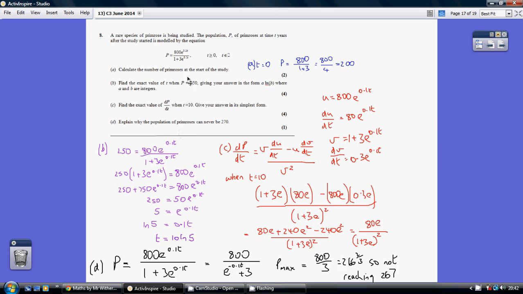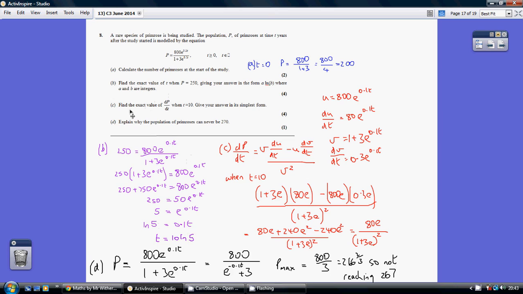Now for part B, we've been told to set P at 250. So substituting in, 250 equals our right hand side. So choose to multiply through by our denominator, then multiply out the bracket gives us this. I've taken 750 e to the power of 0.1t away from both sides, giving us 250 equals 50 lots of e to the power of 0.1t. Divide through by 50 gives us 5 equals e to the 0.1t. Ln both sides, we get ln 5 equals 0.1t. Multiply by 10, we get t equaling 10 ln 5 as our exact answer for t.